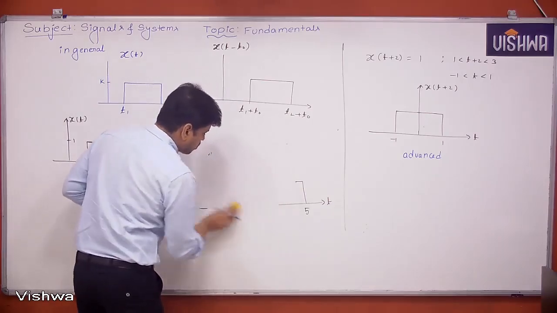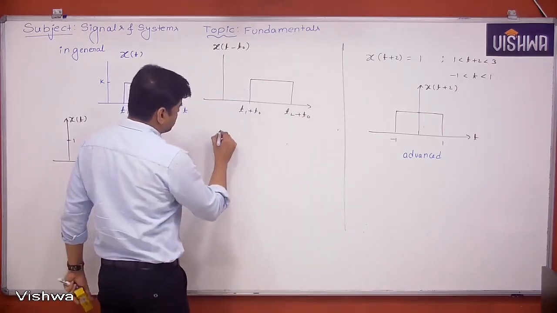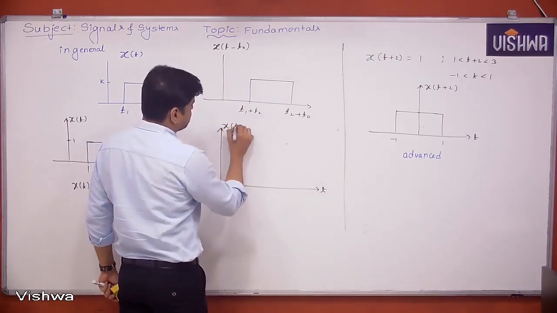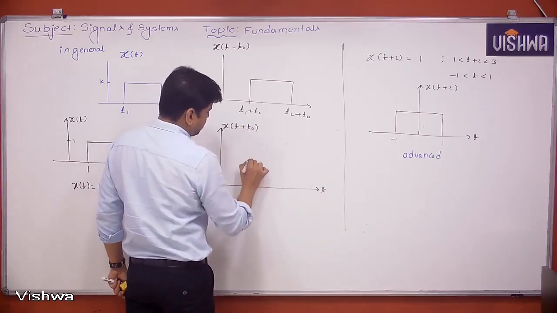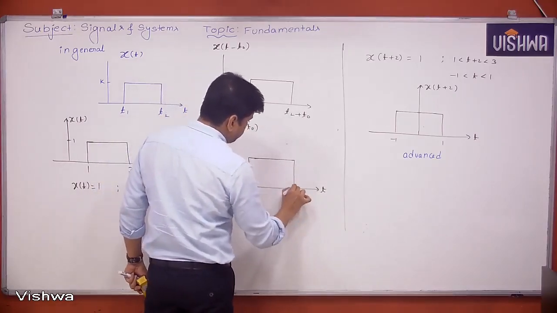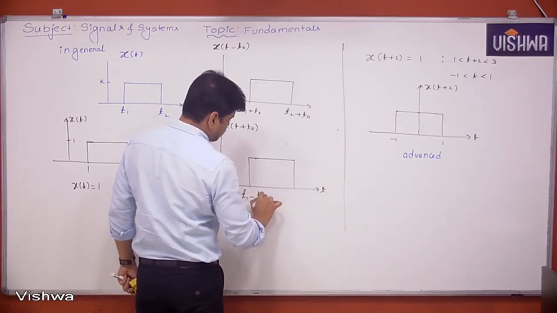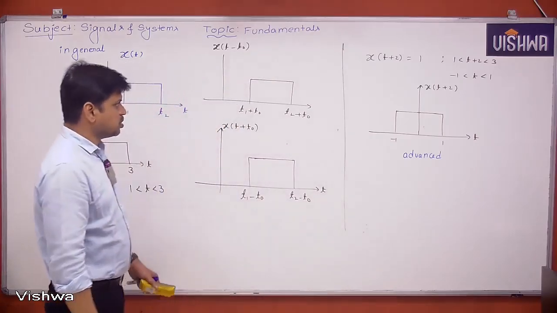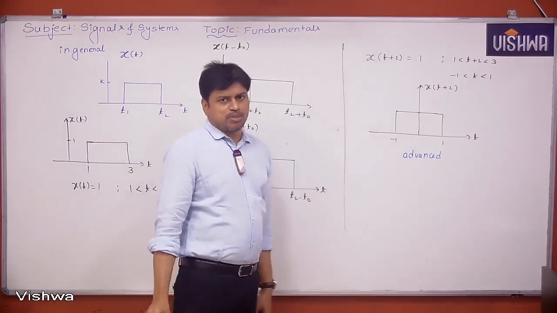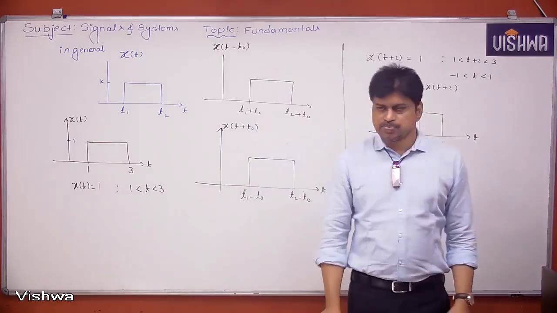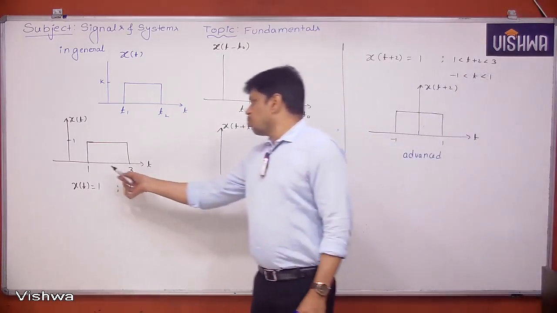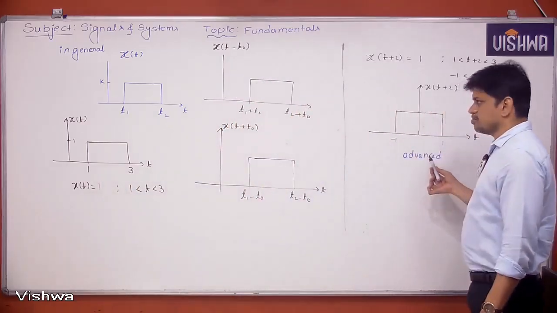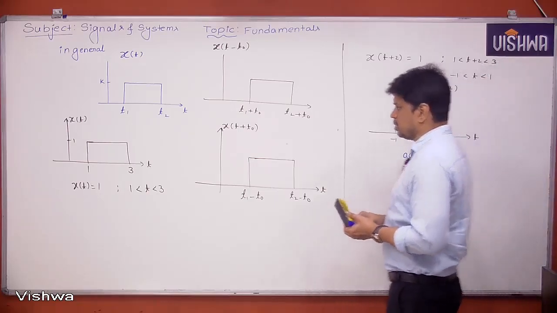Next, suppose you try to find x of t plus t naught. Then what we have to do? We have to subtract t naught from each instant: t1 minus t naught, t2 minus t naught. So suppose I am finding x of t plus 2. That means each instant has to be subtracted by 2. That means 1 minus 2 is minus 1, 3 minus 2 is 1. That's what is happening here. So this is what we have to do in general. Okay, take a note.